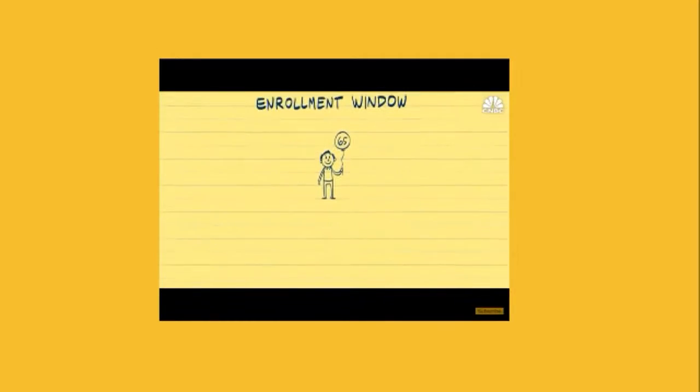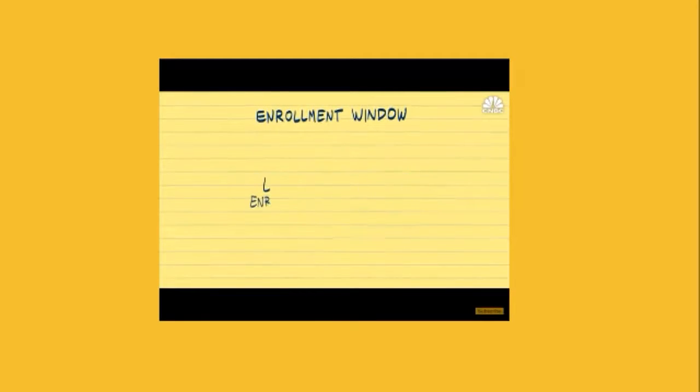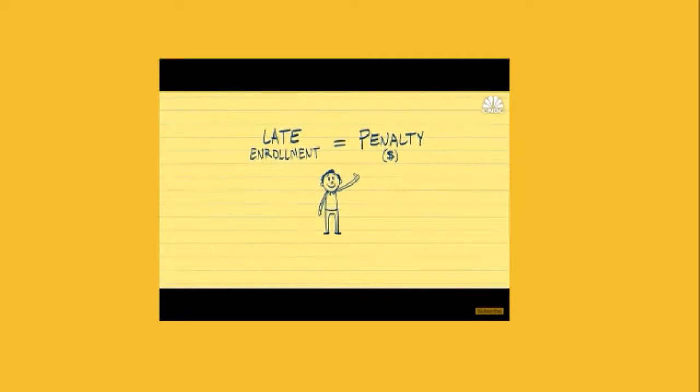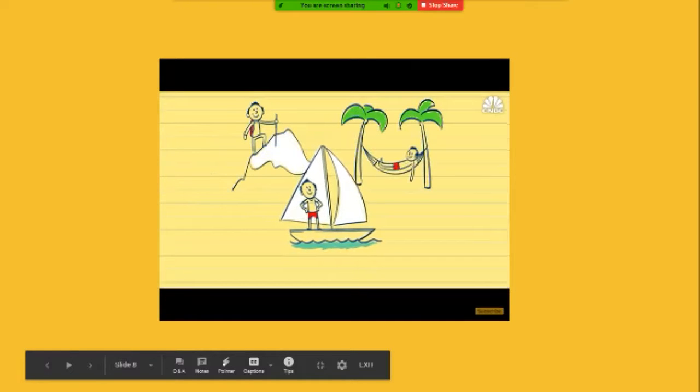Like all new enrollees, Bob's window to sign up is 3 months before and after the month of his 65th birthday. Late enrollment comes with a penalty, so Bob is sure to sign up in time and begins his epic retirement. He'll travel the world, learn to sail, and watch every sunset from a hammock.